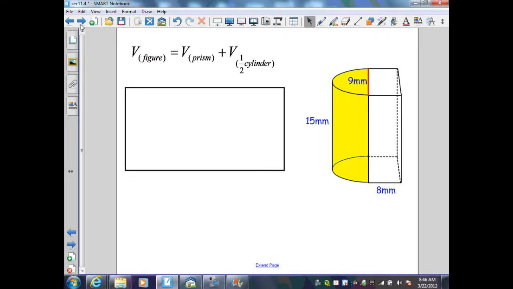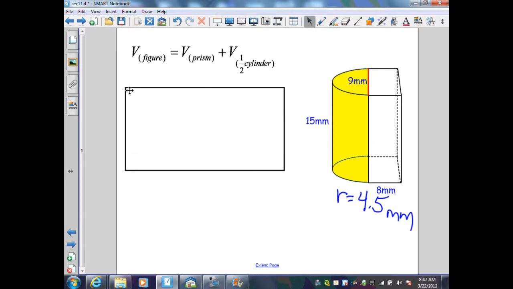On this object, we have a prism and a half a cylinder. Now what I want to do is combine the two volumes. Therefore, we want to find the volume of the figure, and in this instance, it will be the volume of the prism, which I know is a rectangular prism. The base is 8 by 9 and a height of 15. I want to add that to the volume of half a cylinder. And my cylinder has a radius of 4.5 and a height of 15.